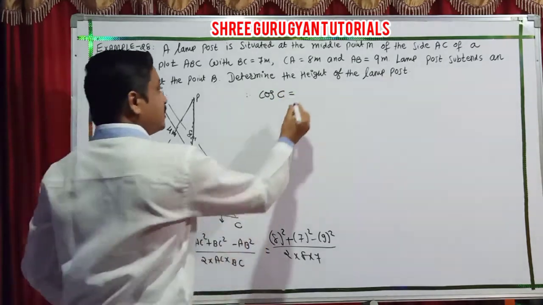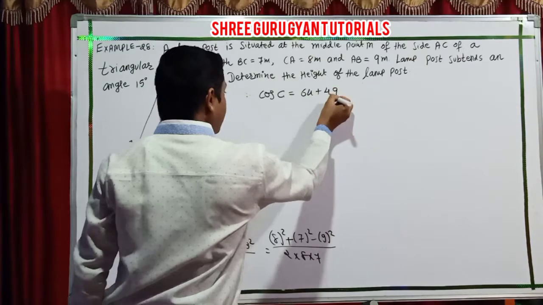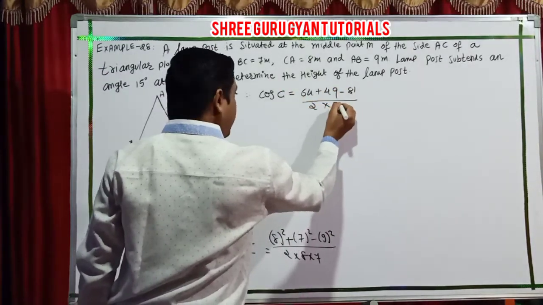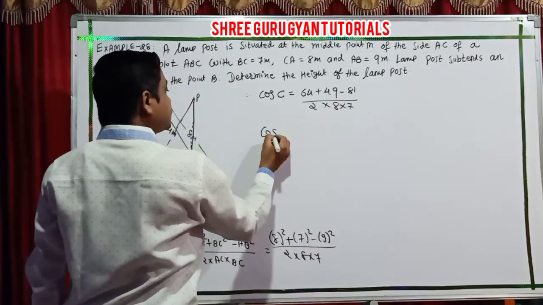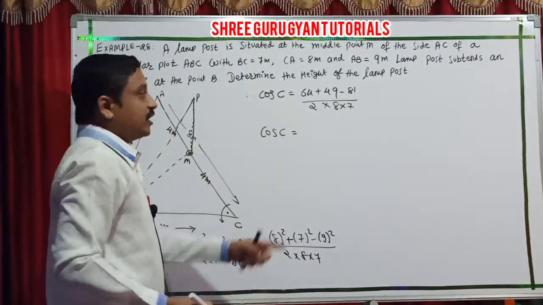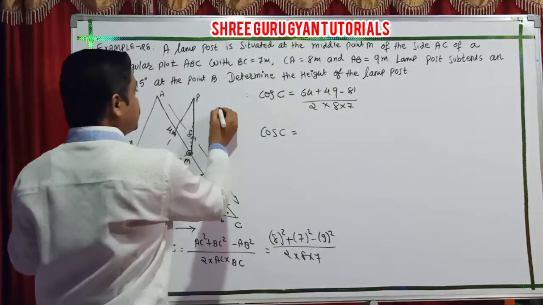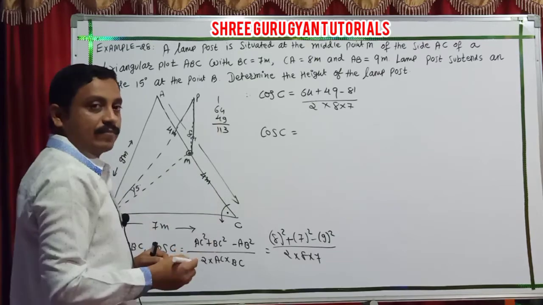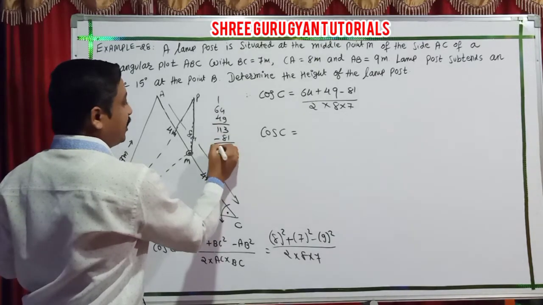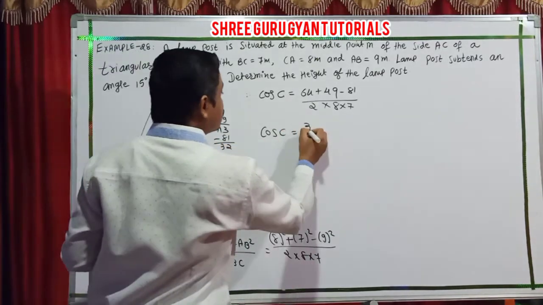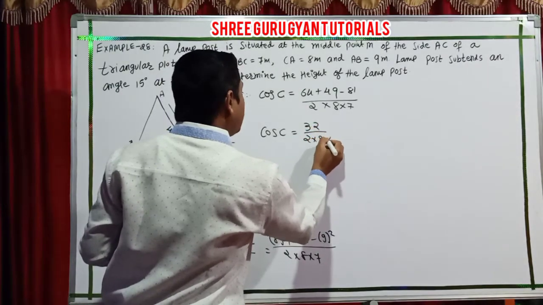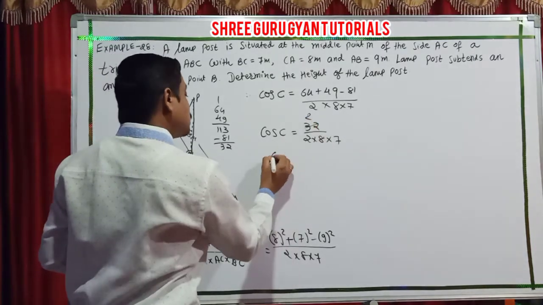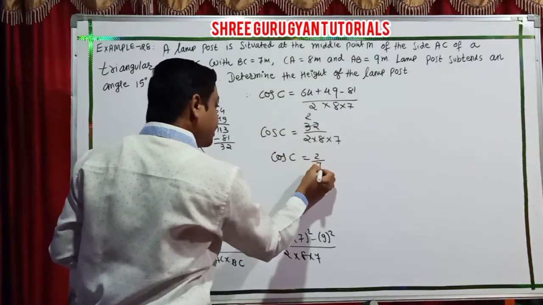8 square, 64. 7 square, 49. And 9 square, 81. By 2 into 8 into 7 as it is. Now students, for cos C, 64 and 49, you add: 113, and minus 81. We get 32. So you have 32 by 2 into 8 into 7. 8 times 2 is 16, and 16s cancel. So cos C we get only 2 by 7.